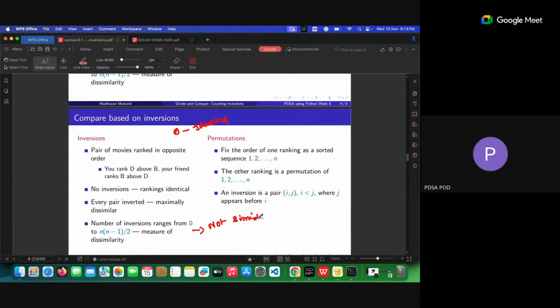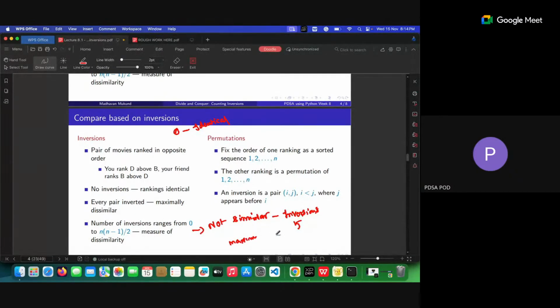If the inversions are increasing, listen, the maximum number of inversions goes to n into n minus 1 by 2. For example, in the previous slide you have seen that there are 5 movies. Of course, we are giving 5 rankings for A, B, C, D, E, each of them 1 to 5. So the maximum inversions possible is 10. Like n into n minus 1 by 2 is the maximum.